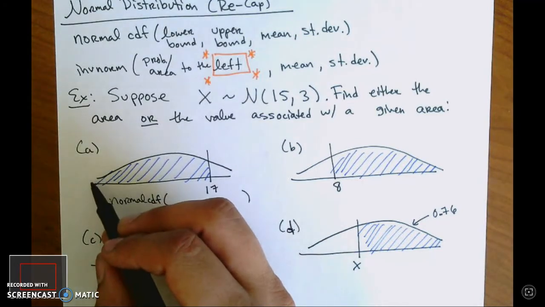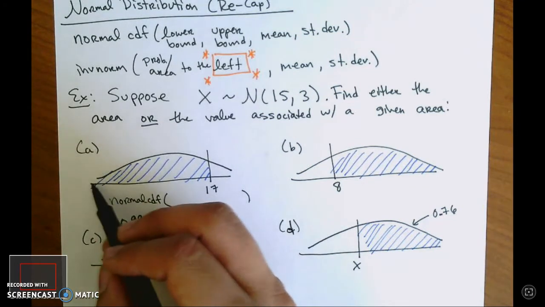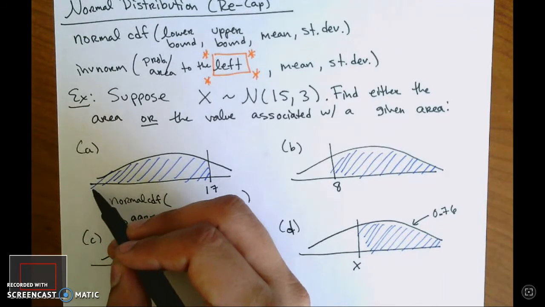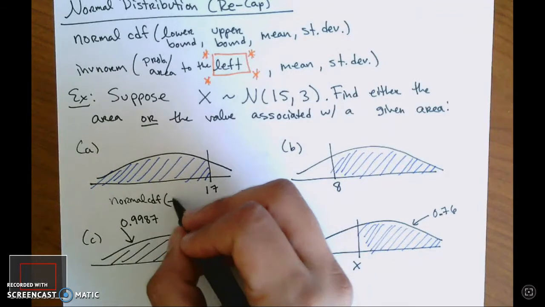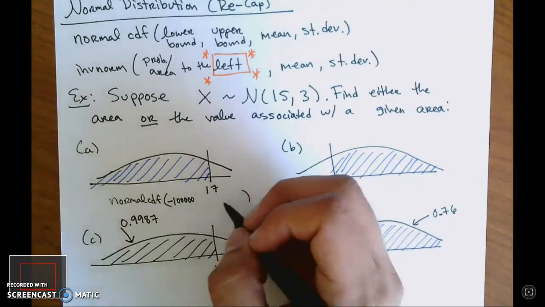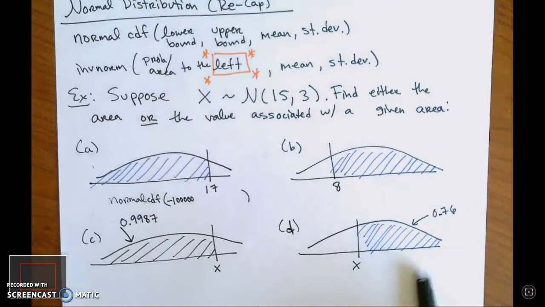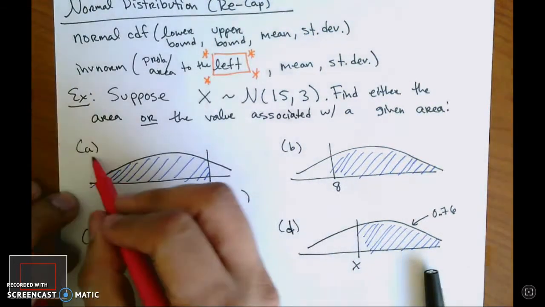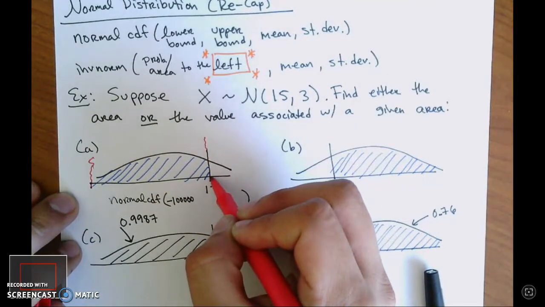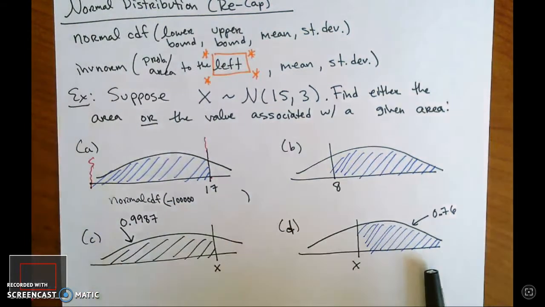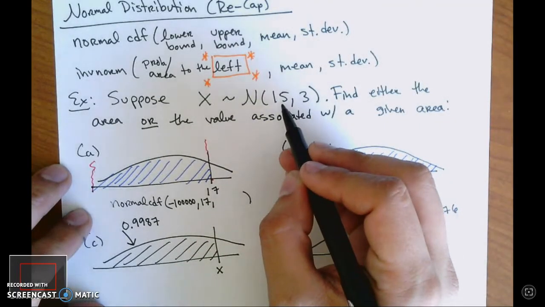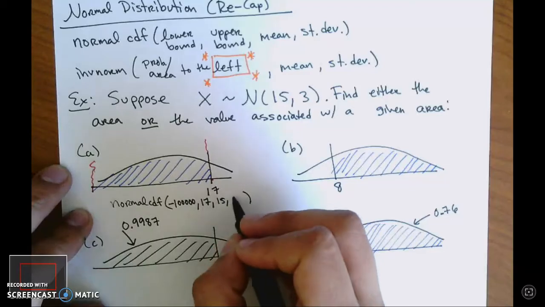We always read this from left to right. So the lower bound tends to go to negative infinity, really, really small. Think of a really, really small negative number. Usually I would say negative 1 million, negative 1,000, whatever you want to write. You can go ahead and write that down. That's your lower bound. It starts from there, and it ends at 17. This is where the shaded region ends. So my upper bound now is 17. My mean is 15 because that was given to me, and my standard deviation is 3.